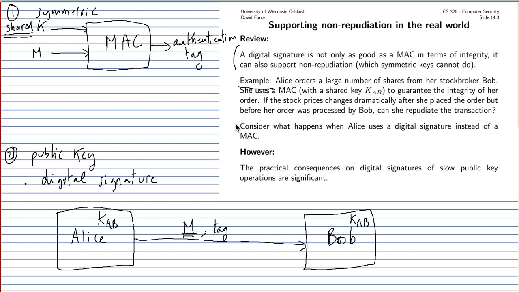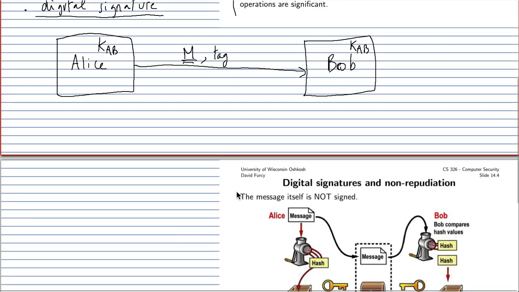What would happen if instead Alice had used a digital signature, that is, a public key approach? Because this approach uses a private key, namely the private key of Alice, there would be no way that Alice could later claim she never sent that order. In other words, public key approaches would solve the non-repudiation problem. Now, the problem, of course, is that as we discussed earlier, public key crypto systems are much, much slower than symmetric ones. So how is this problem solved in practice?